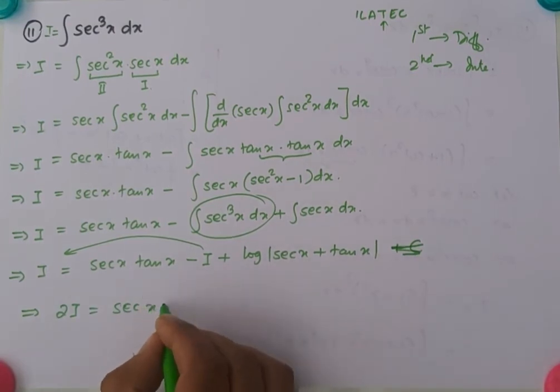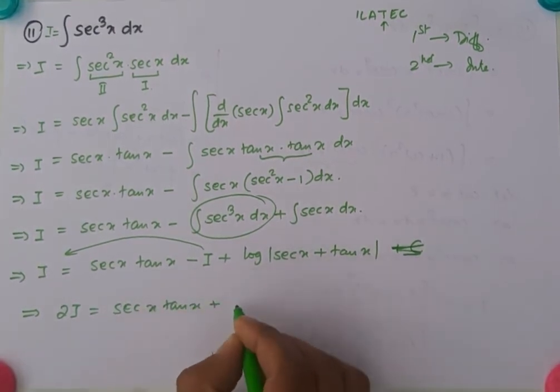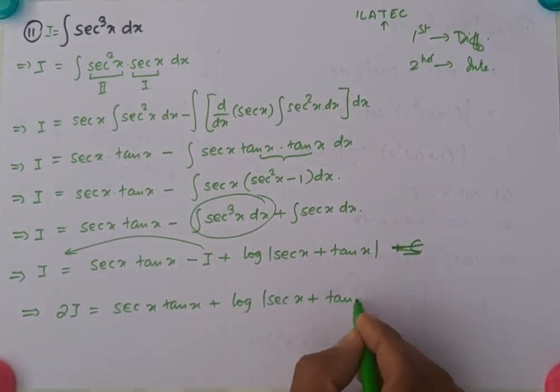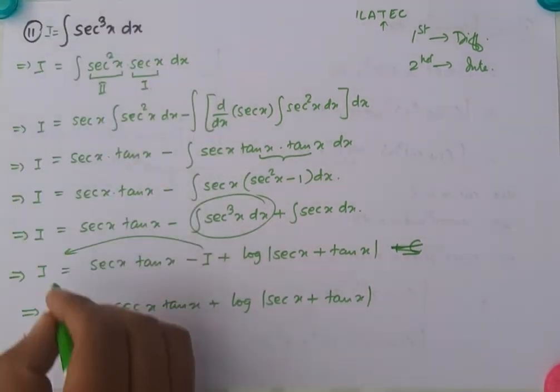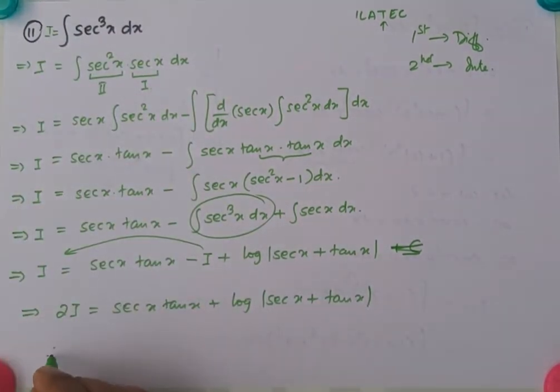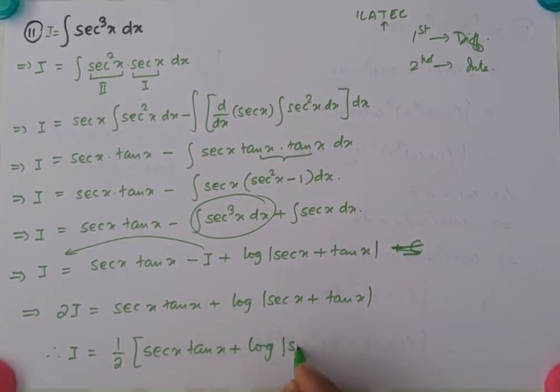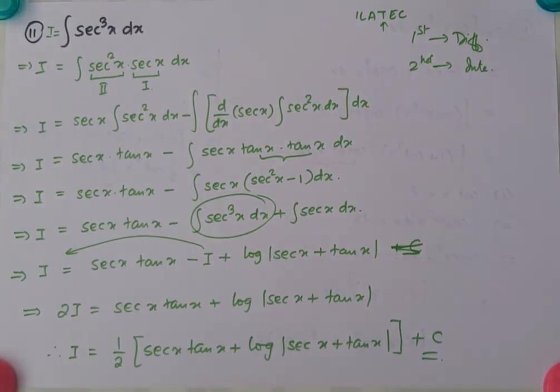So we get sec x tan x plus log of sec x plus tan x, right? Now our aim is to find I, but here it is 2I. So therefore your integral I will be, take this half over there. So this becomes half of sec x tan x plus log of sec x plus tan x. Now you may put the constant of integration at last. So this is how we do this kind of sum.